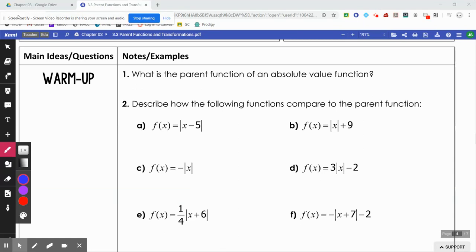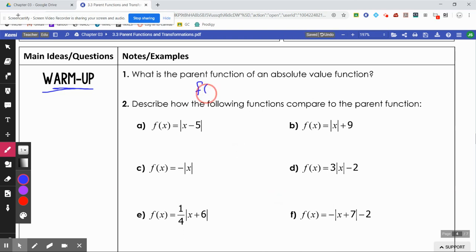Okay, in this video, we're talking about the vertex form of an absolute value equation. However, this entire thing can be done with our transformations that we just learned, and that's the reason it follows it up. So let's remind you of these transformations. First off, it says, this is just warm-ups. What is the parent function of an absolute value function?